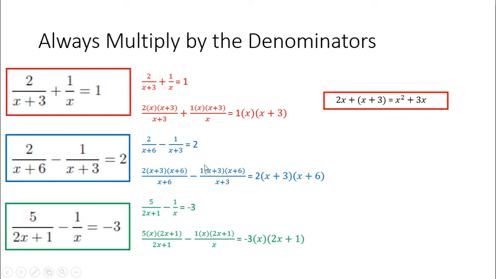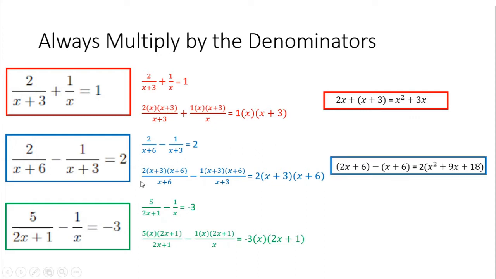How does this become simplified? It becomes a lot simpler if you cancel out the common factors on the top and bottom of these fractions. This first fraction has both x plus 6 on the top and x plus 6 on the bottom, so those will cancel out, leaving me with just 2 times x plus 3, which is 2 times x is 2x, and 2 times 3 is 6.